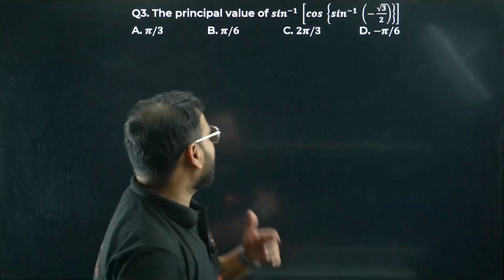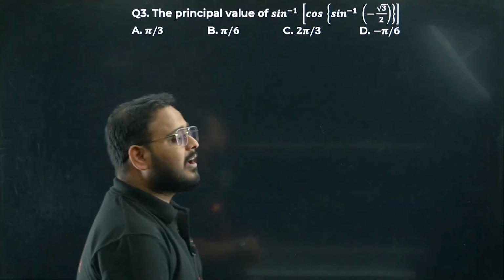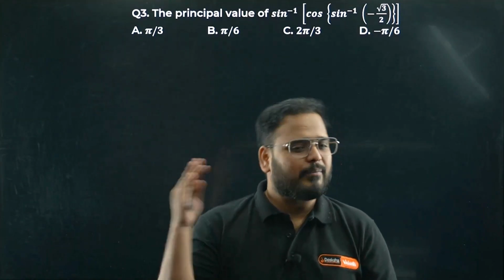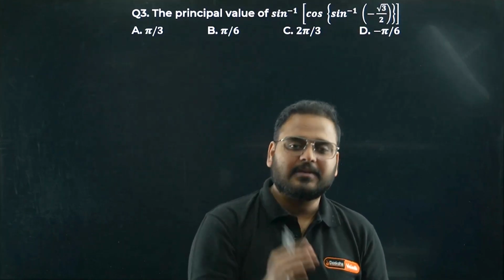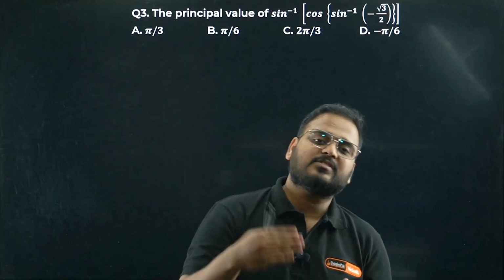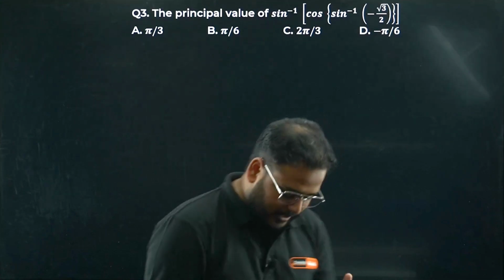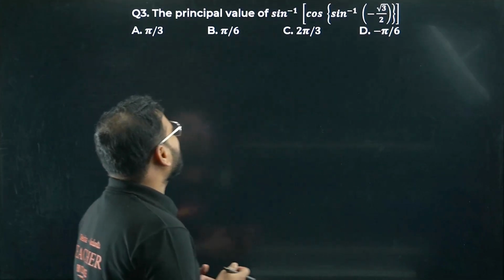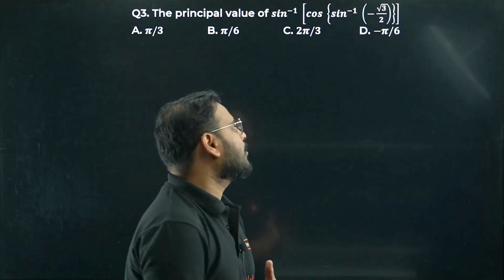So what I'm going to give you is question number 3. I think you can solve it. I can't give it as homework, I'm going to solve it right now. But if you want to try from your side, pause the video and try right now, and then come back and check the solutions with me. So, the principal value of sine inverse of cos of sine inverse of minus root 3 by 2.